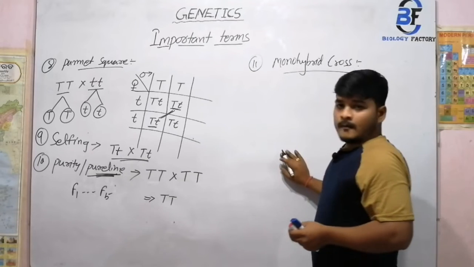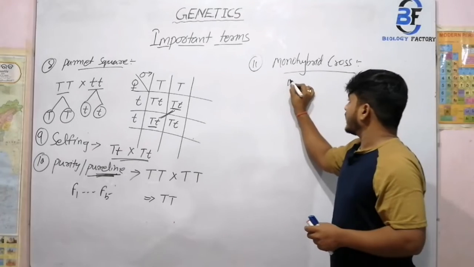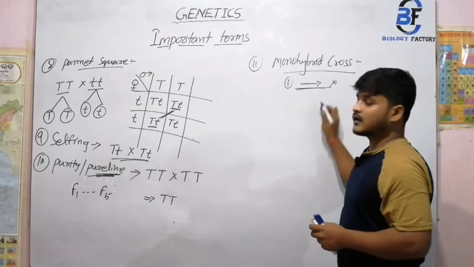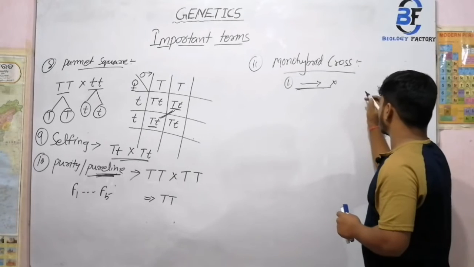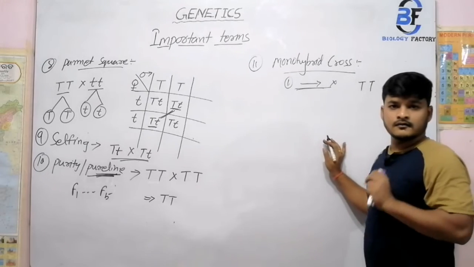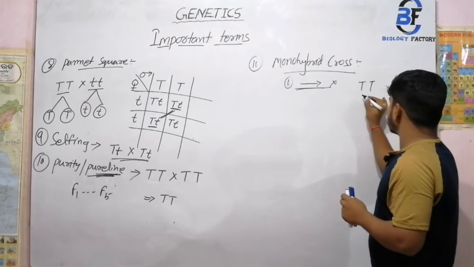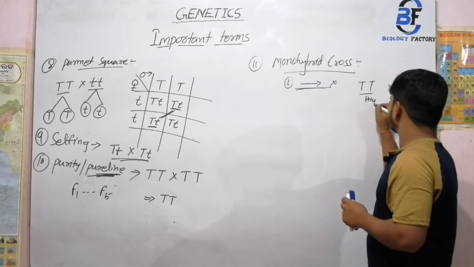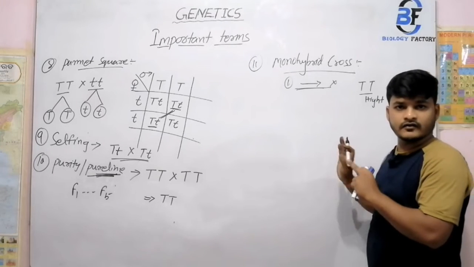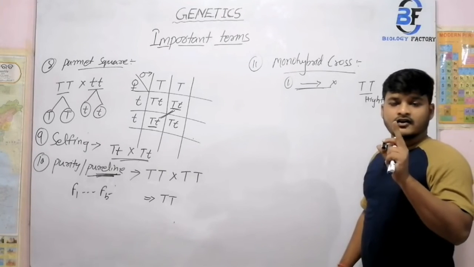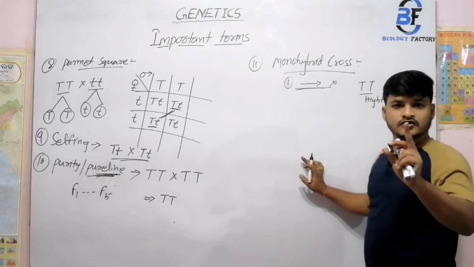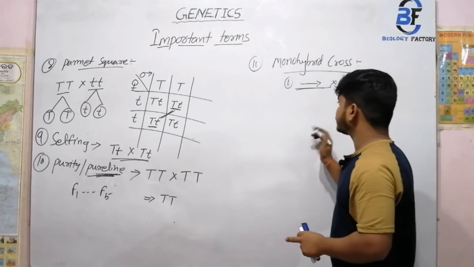Monohybrid: mono means one, and cross means cross. That means we cross a single character here. That means capital T, capital T. Just consider it as the height, the tallness. We just take consideration of a single character. Monohybrid means we cross with a single character.